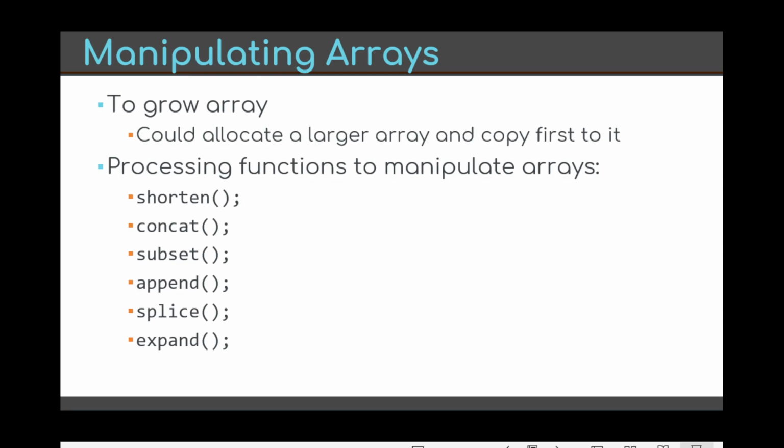Subset. That'll allow you to take a small amount of values for your array, say index 2 through 5, if you want to get a small section of it. Append will add another value to the end of the array. Splice. You can take 2 chunks of an array and splice them together. Make a new array. Expand. You can take your array and simply just add more space to it.